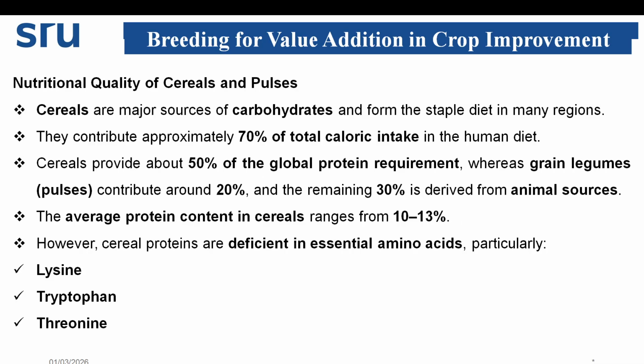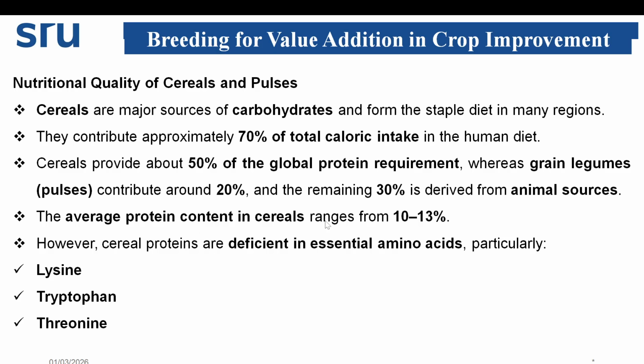Nutritional quality of cereals and pulses. Cereals are the major sources of carbohydrates and form the staple diet in many regions. They contribute approximately 70% of total caloric intake in the human diet. Cereals provide about 50% of the global protein requirement, whereas grain legumes, that is pulses, contribute around 20%, and the remaining 30% is derived from animal sources.